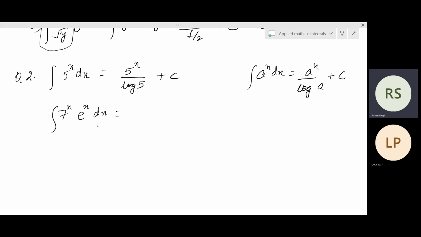7 and e both are constants, right? The value of e is also 2.71 something, so this is also a constant. And the powers are the same, so we can write this as 7e raised to the power x.